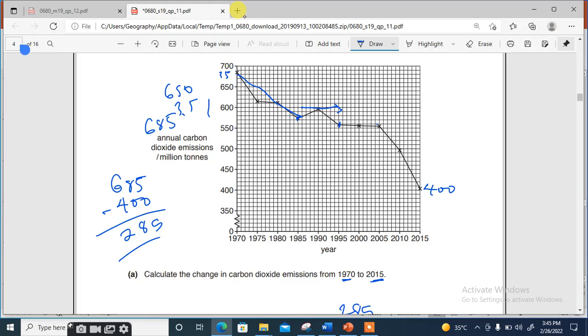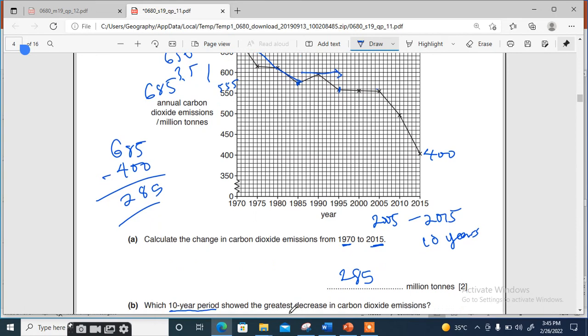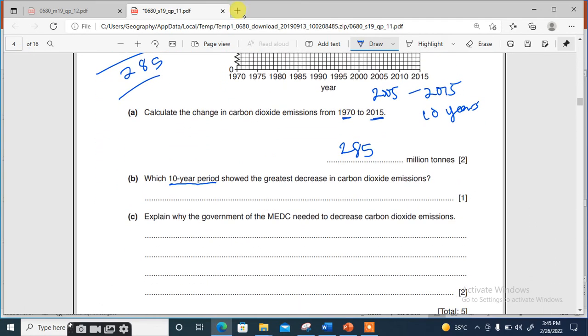But if you look at 2005 to 2015, that is approximately a 10-year period, and it's from a value of around 555 to 400. While if you look at this, is this up to a 10-year period? 1970 to 1985 is more than 10 years. So the answer will be 2005 to 2015. So simple, you just come down to where you need to write it. So it will just be 2005 to 2015. Now, they said explain why the government of MEDC needs to decrease carbon dioxide emission.